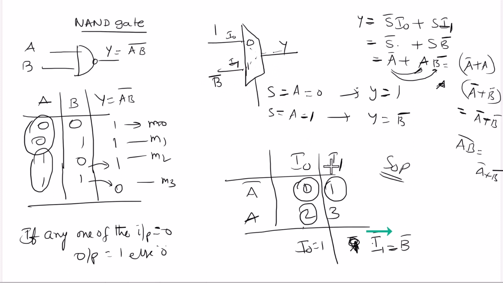And with this table also you justify the NAND gate. With this expression also we justified the NAND gate, and with this logic diagram and this truth table also we justify the NAND gate. Okay.